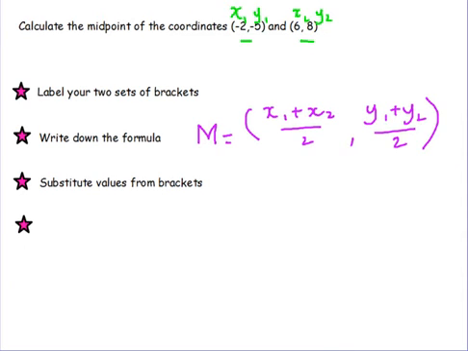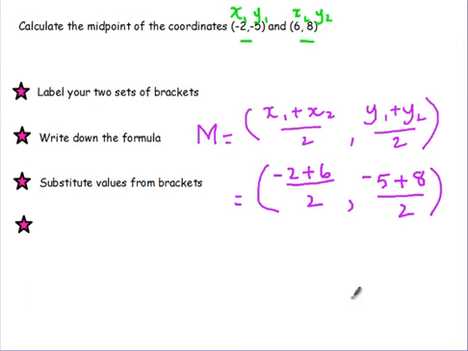So let's go. I'm going to get the x from the first bracket, which is minus 2. Get the x from the second bracket, which is 6. Add them together, halve them. The y from the first bracket is minus 5. The y from the second bracket is 8. Add them together, halve them.